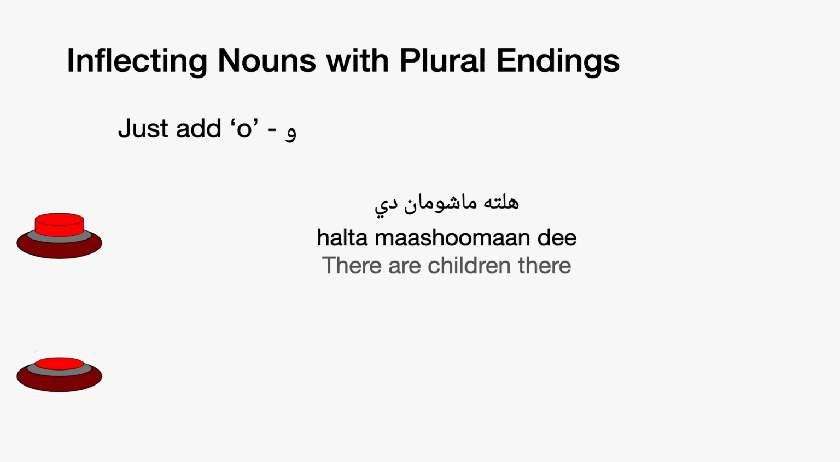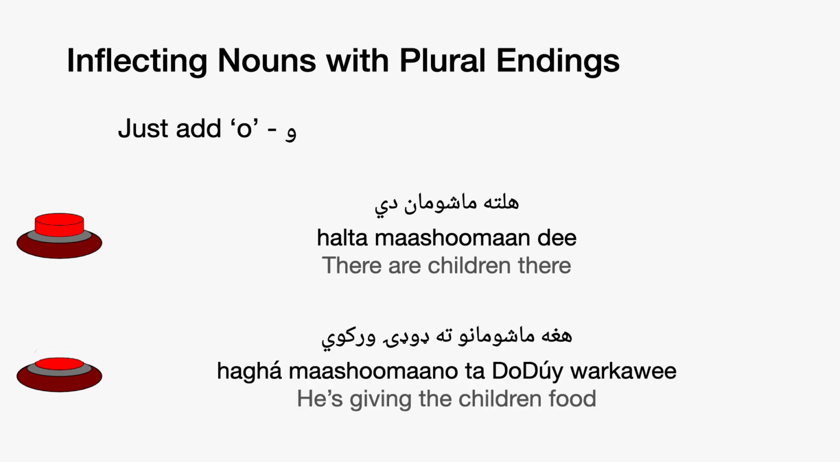For another example, alta mashumandi, there are children there. This is plural, but not inflected for any other reason. But if we say, haga mashumanuta rodei warkei, he is giving the children food, here the children are in a sandwich with ta, mashumano ta. So we have to inflect mashuman to be mashumano. Haga mashumano ta rore warkavi.